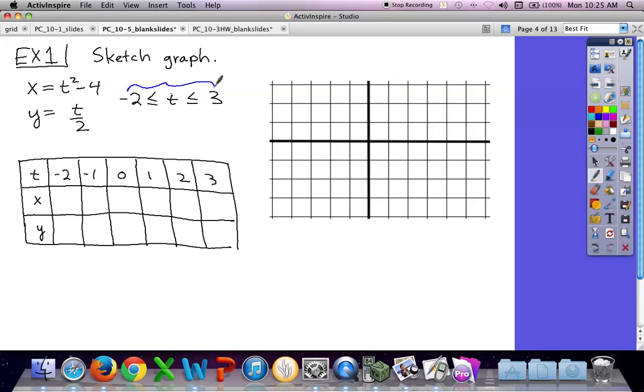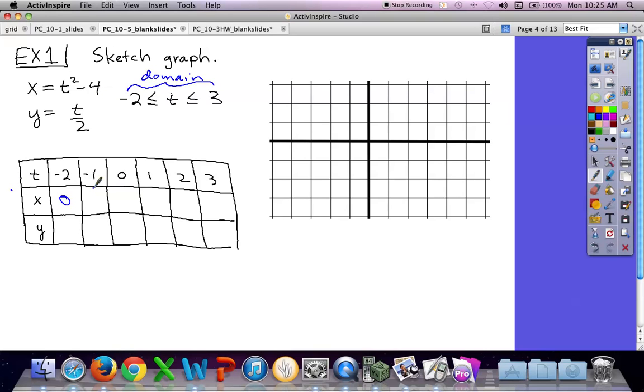Remember, that's important because we get to pick the values of t, the independent variable. That's why in my table of values, I've already filled in the t values that I want to use, because they told me to use negative 2 to 3. Okay. Now, in order to find the x and the y values, I have to plug in for t in both equations. So if I start with t equals negative 2, x equals negative 2 squared minus 4, 0, right?